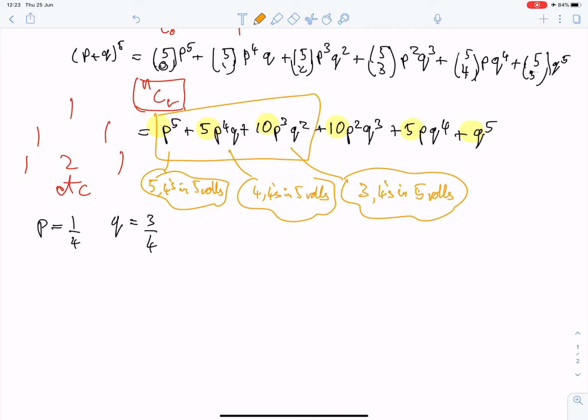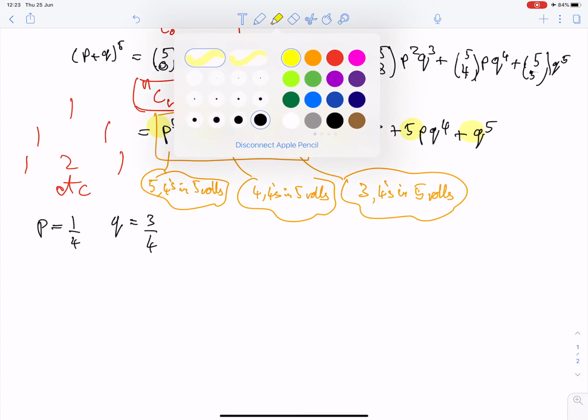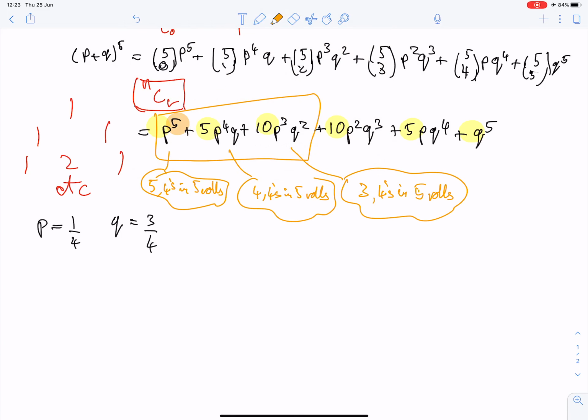Yeah? Because P is the probability of a 4, and it happens 5 times there. And the second one, there are 5 different ways, so we can get the not 4 on the first roll, or the second roll, or the third roll, or the fourth roll, or the fifth roll. So there are 5 different ways that we can get 4 4s and one non-4, etc. The next one says there are 10 different ways that we can get 3 4s and 2 non-4s.